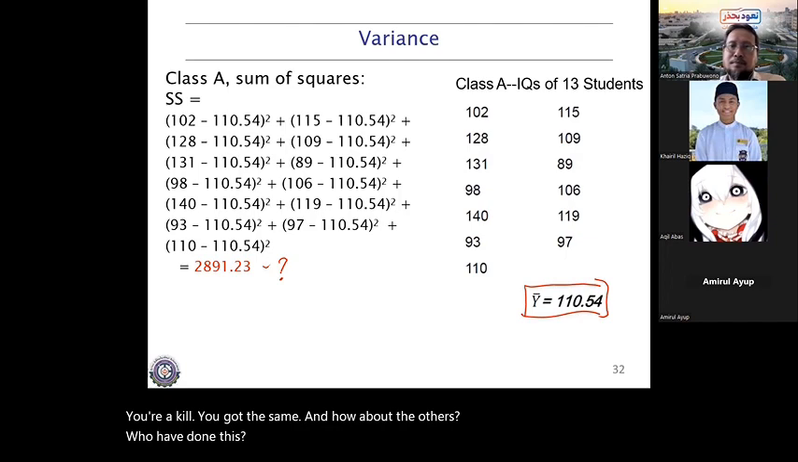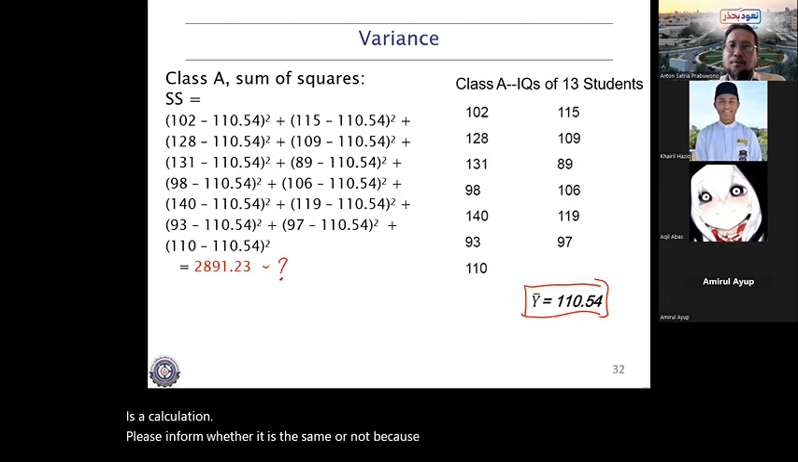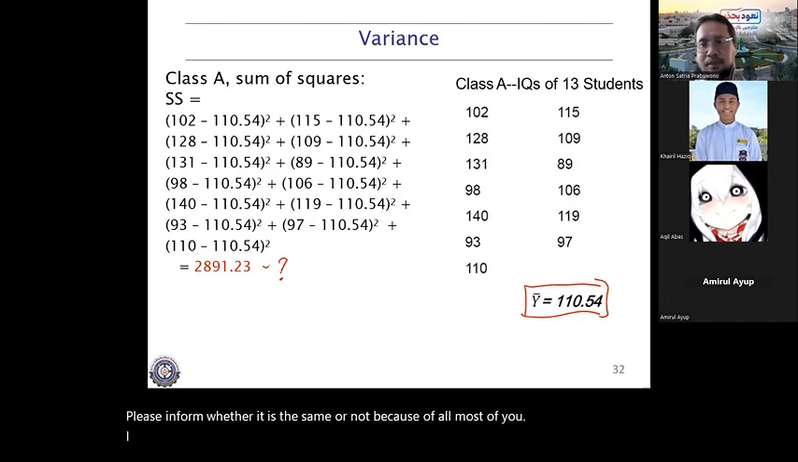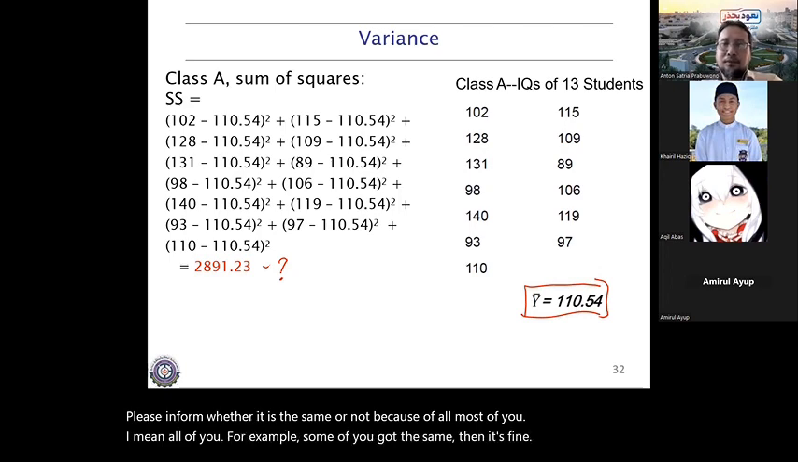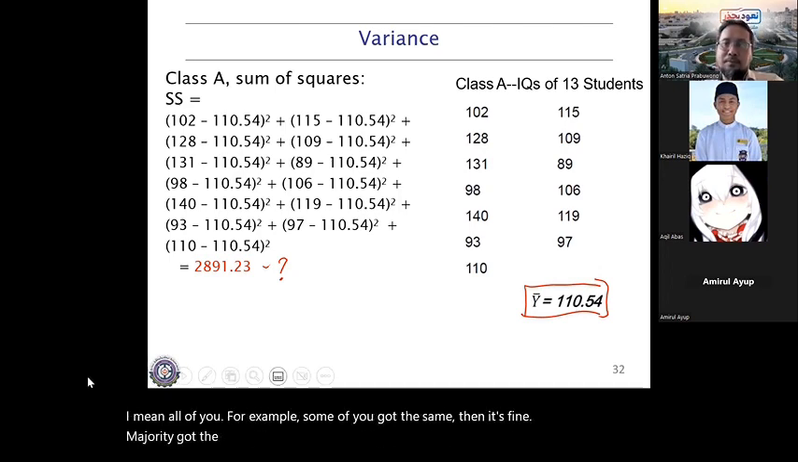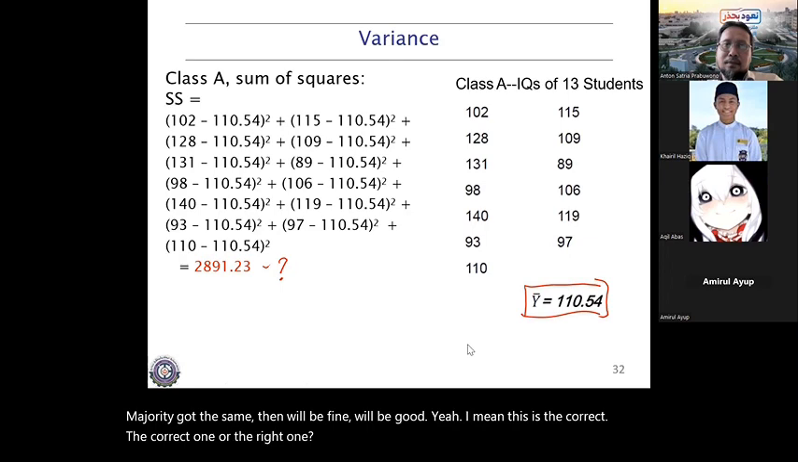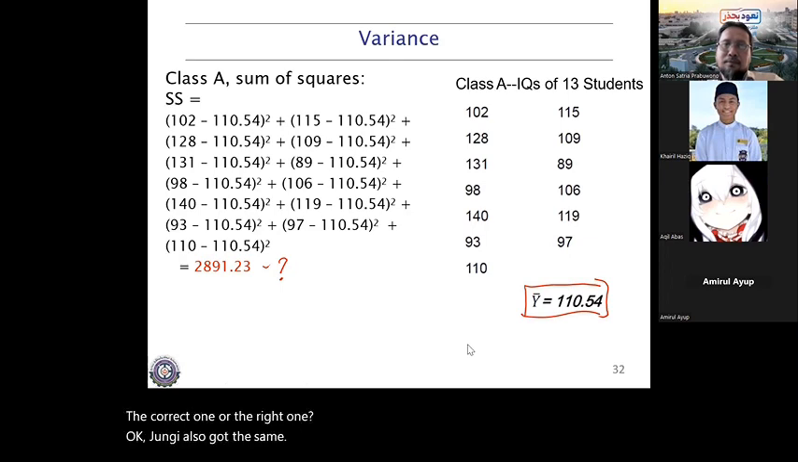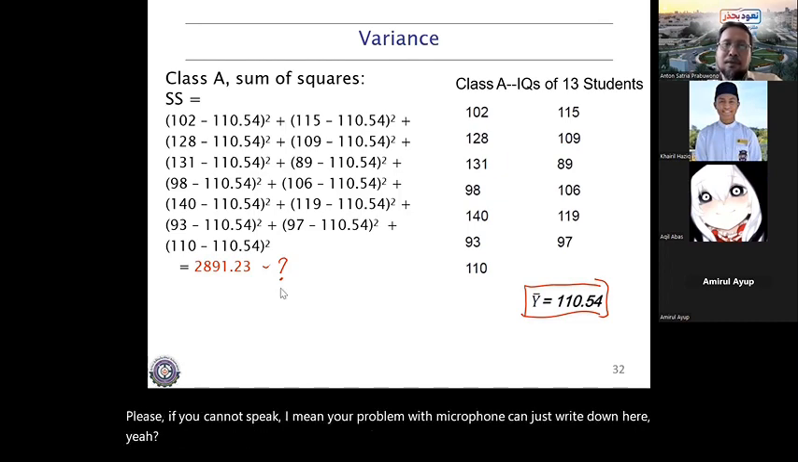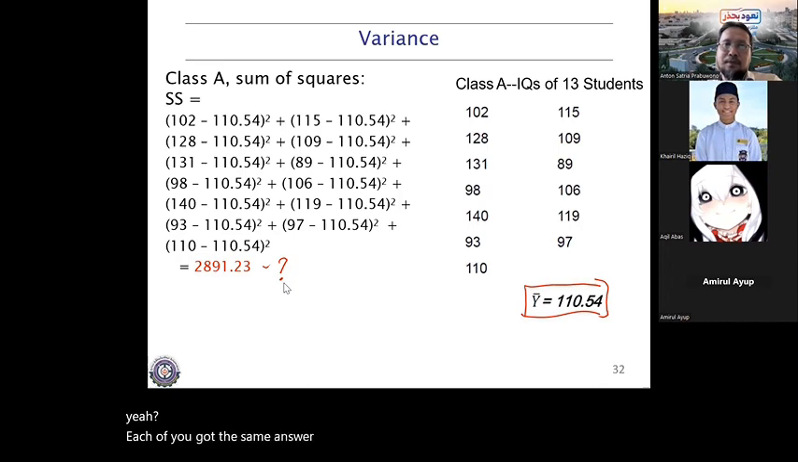calculation? Please inform whether it is the same or not, because almost all of you, for example, some of you got the same, then it's fine. If the majority got the same, then it will be good. I mean, this is the correct one, or the right one. Okay, Junji also got the same. Please, if you cannot speak, if you have a problem with the microphone, you can just write down here. Each of you got the same answer, for the sum of squares.